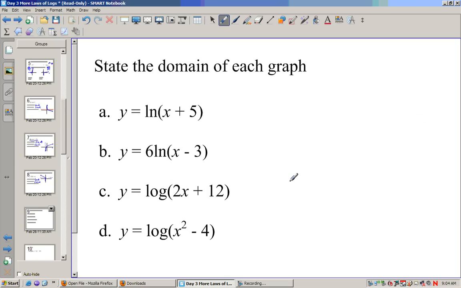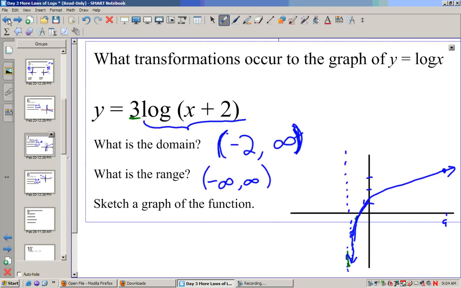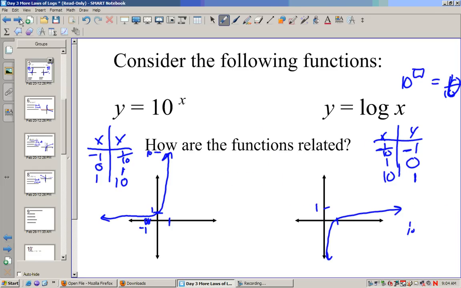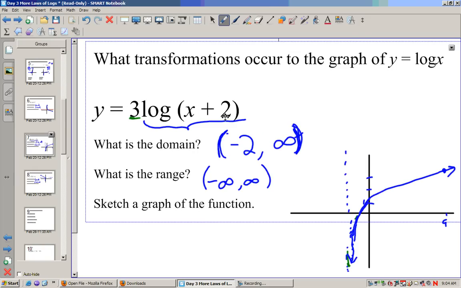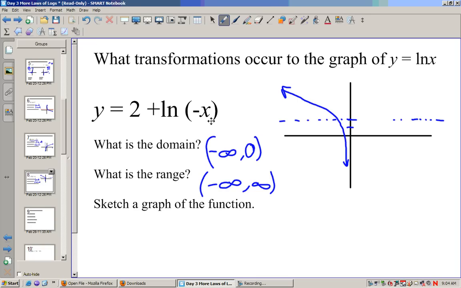All right, now let's look at the domains of these. Now, the domain of natural log, when there isn't anything in the parentheses, is from 0 to infinity. If there was a +2, it went from -2 to infinity. And if it was a negative, it went from -infinity to 0. So that just flipped it around.